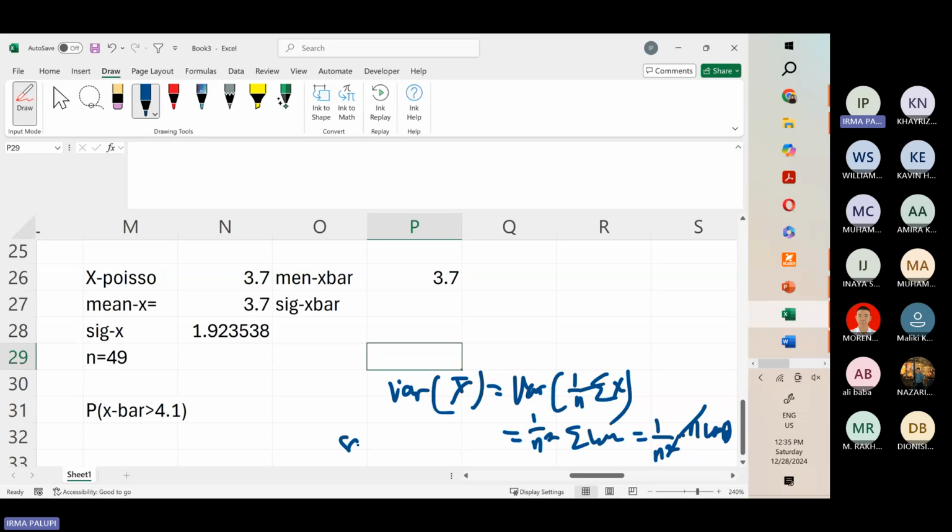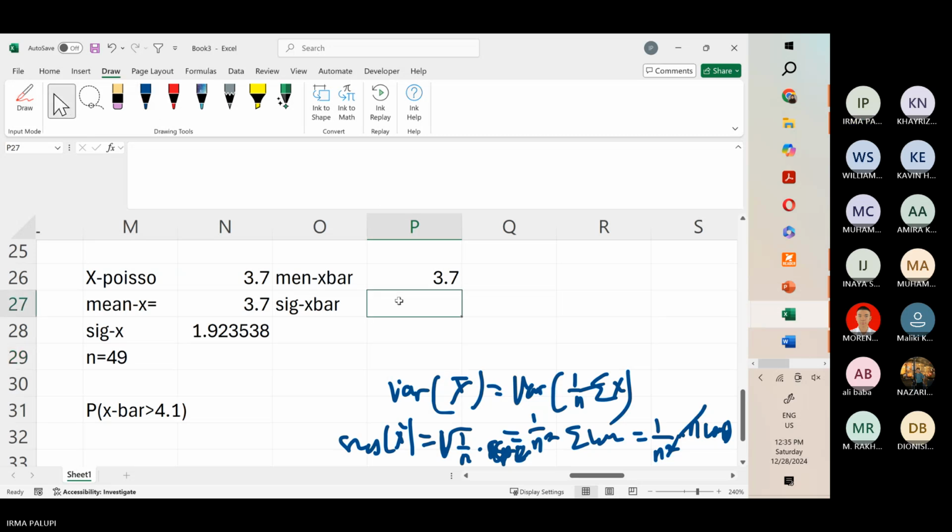Such that sigma of X bar equal to square root. Square root of this is just square root of angka 1 per n dikalikan dengan sigma X. So this one, sigma X bar is just square root of 1 over n, 1 over 14, dikalikan dengan sigma.